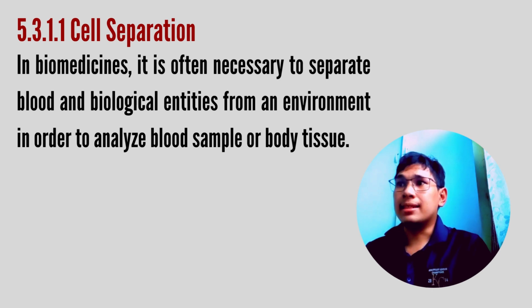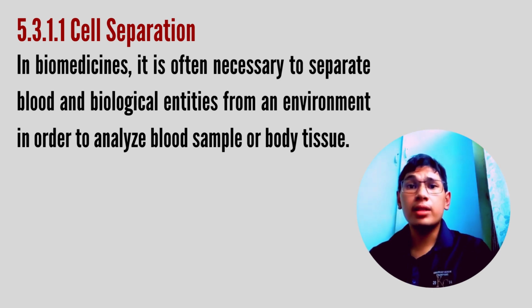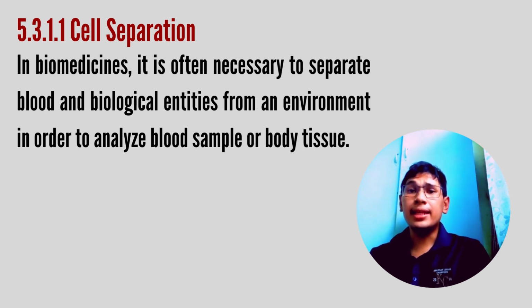In biomedicine, it is often necessary to separate blood and biological entities from an environment in order to analyze a blood sample or body tissue. For example, we need to localize a certain blood tissue or blood sample in order to eliminate the possibility of contamination. For example, if all we need are red blood cells, we need to eliminate the white blood cells so that they cannot interfere with our readings.